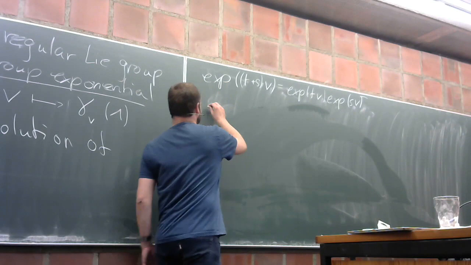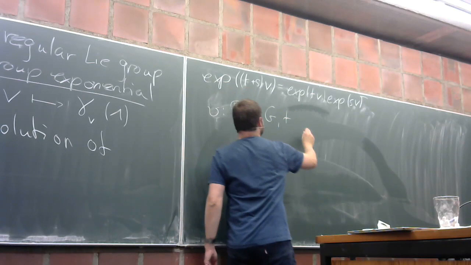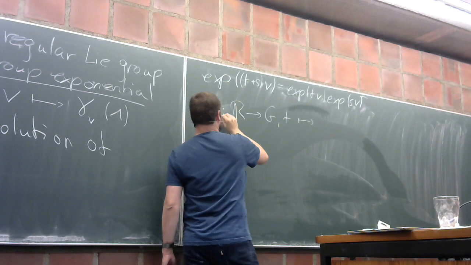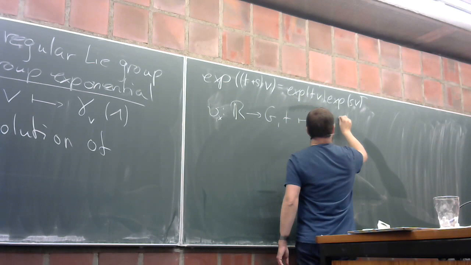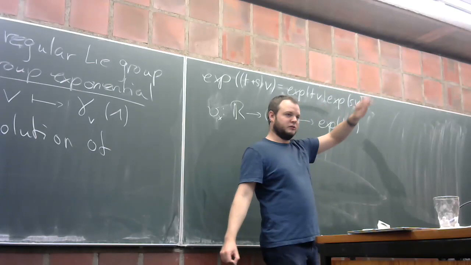Okay, let's take a u. So this gives rise to a mapping from R. And what you do, you send t to x of t, where u now depends on an x, and you send this to x of t x, right? So this is just a straight line in the Lie algebra. You exponentiate it, you get some sort of curve which runs around in the Lie group.